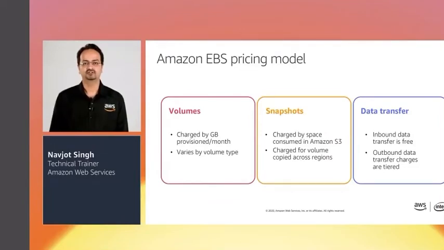EBS volumes are charged by gigabyte provisioned a month, but price does vary depending upon the type of EBS volume selected. For example, a 100 gigabyte provisioned IOPS volume will cost more than a 100 gigabyte general purpose volume. To back up an EBS volume, EBS snapshots are used and stored in S3. Pricing for snapshots is charged by space consumed in S3. There is also a charge if an EBS snapshot is copied across regions.